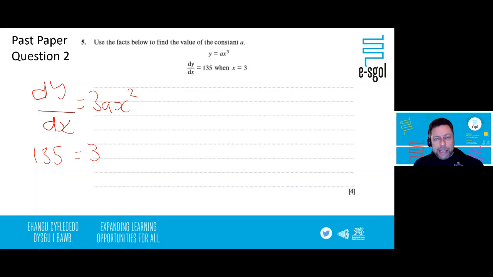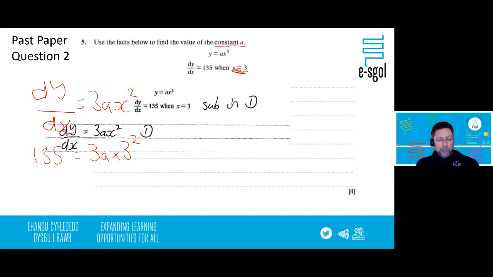I still don't know what a is, because that's what I'm trying to find. The question says find a constant a, 3a, but I now know that x equals 3. So I'm going to substitute that in there. So the top line is additional maths. The second line is GCSE, really, substituting in.